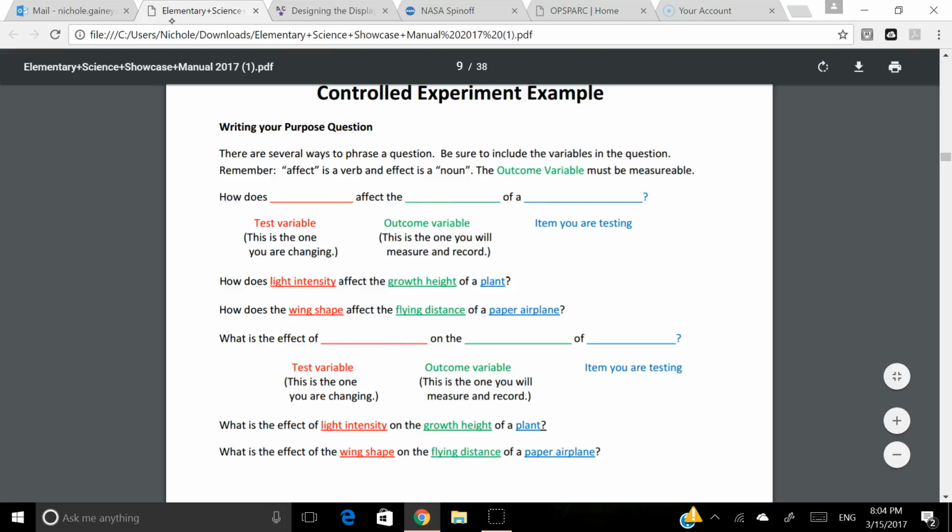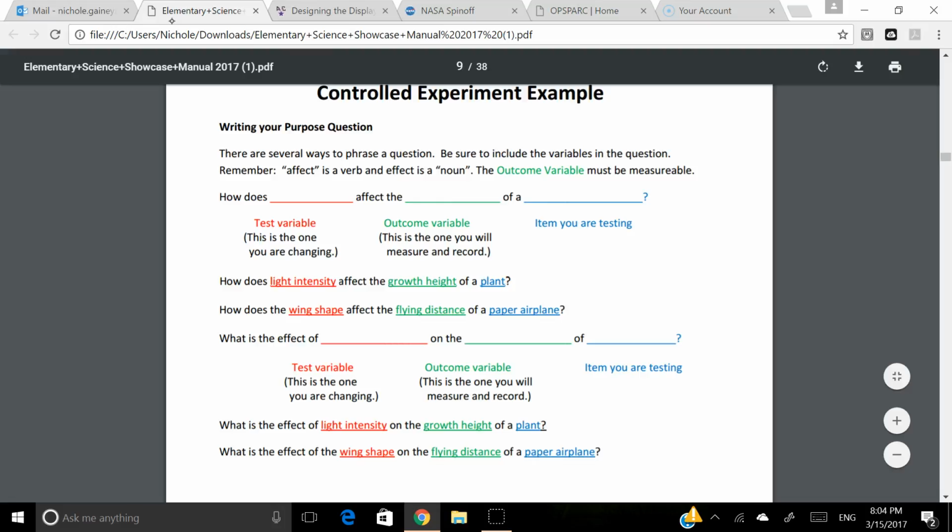As you're thinking about your project, you do want to stay away from those things that are comparing brands. Like, we don't want to engage in a project that's comparing one brand of paper towel to another, or which brand of popcorn pops the most. Those types of projects aren't the best ones to engage in at this point. So I look forward to hearing the ideas the students have, the questions that they're coming up with.